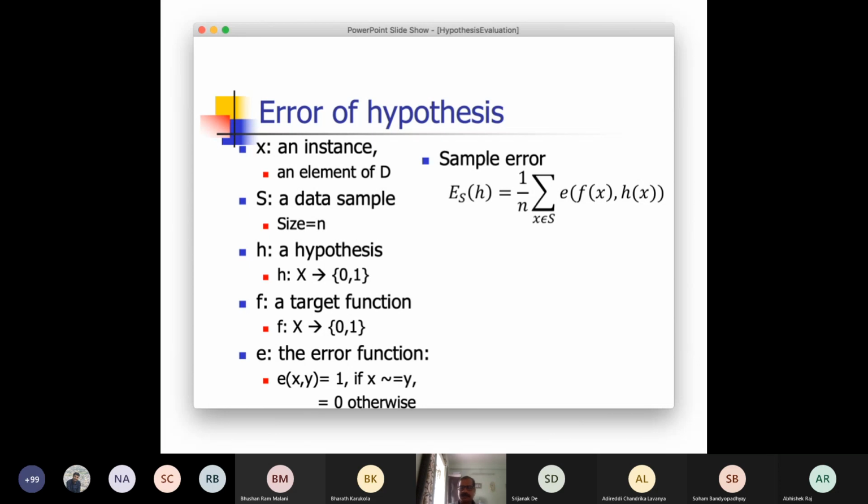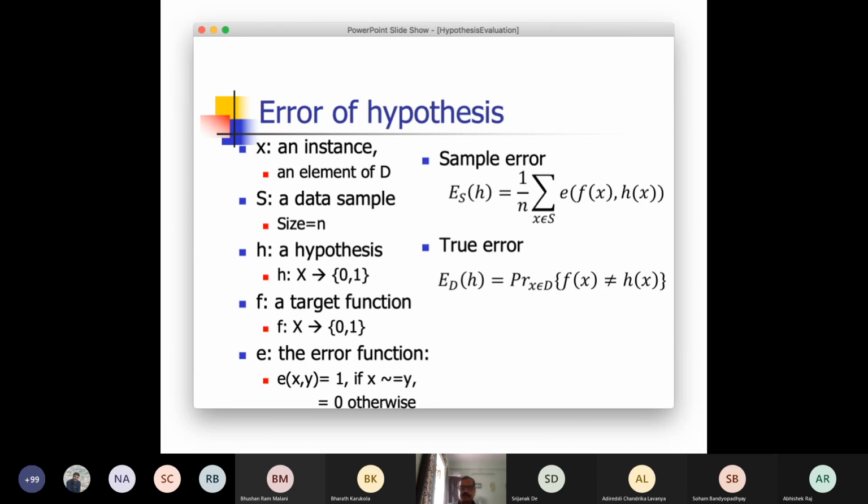As you can see, if f(x) and h(x) do not match, then the value of the function, small e in the notation, would be basically 1. So you are counting how many times it has occurred. And if you consider the total number of examples, the fraction of examples where they do not agree is the sample error. Or you can consider it the training error if S is the training sample only. Whereas true error is this.